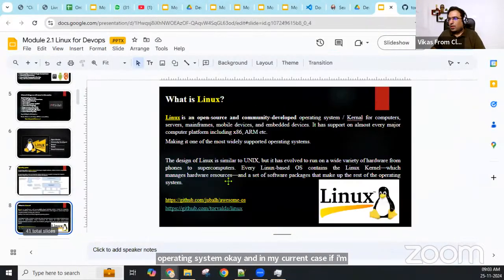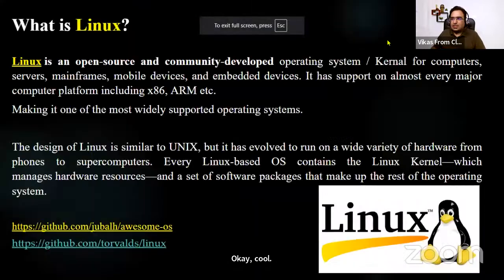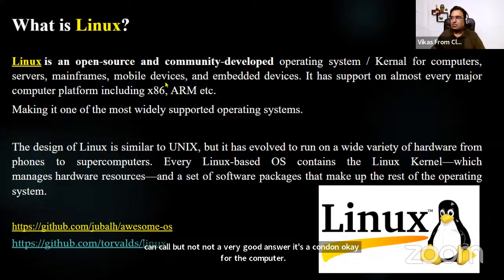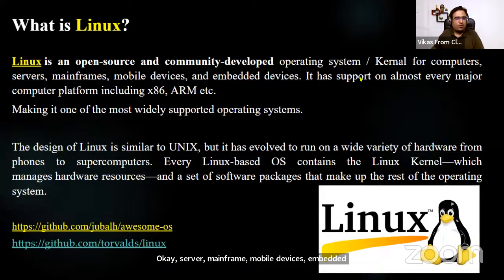Now the question is, what exactly is Linux? Linux is an open source community developed operating system. You can call it that, but it's not a very good answer. It's a kernel for the computer, server, mainframe, mobile devices, embedded operating systems. It supports almost all major platforms, including x86, 64-bit or ARM processors as well. Linux is designed very similar to Unix. It's widely used from phones to supercomputers as well. It looks like Unix, very similar, but it's just different.